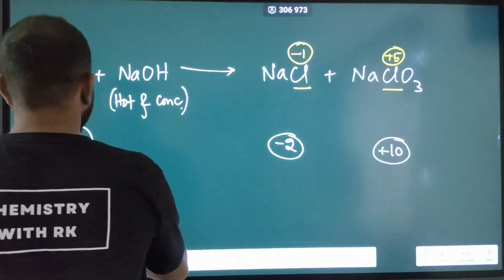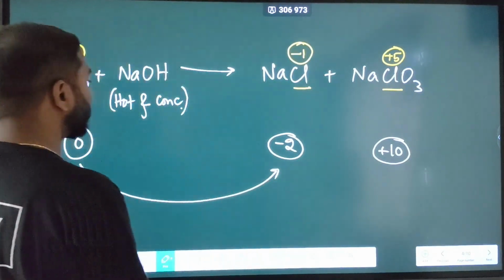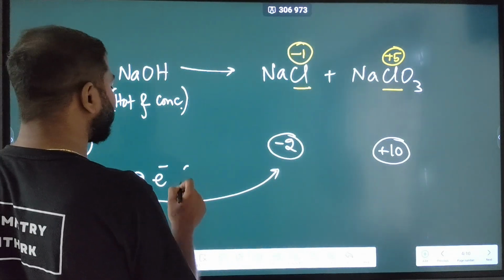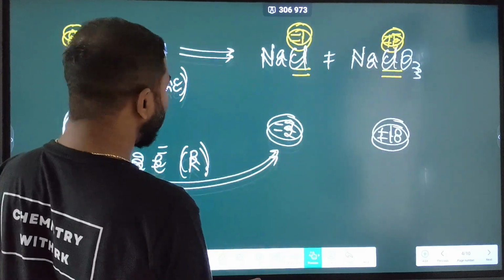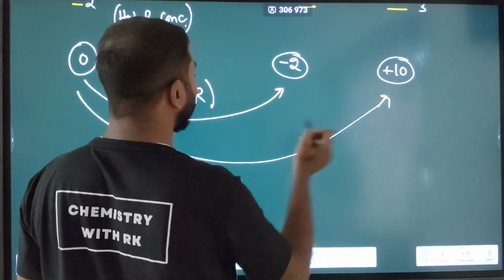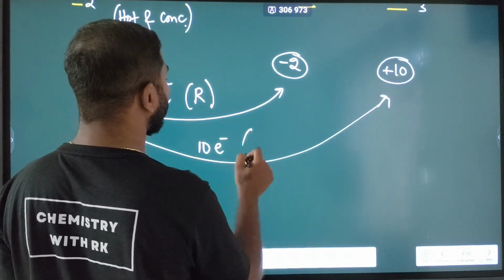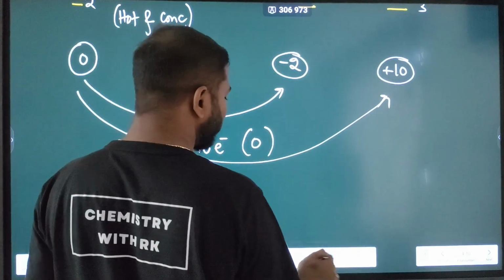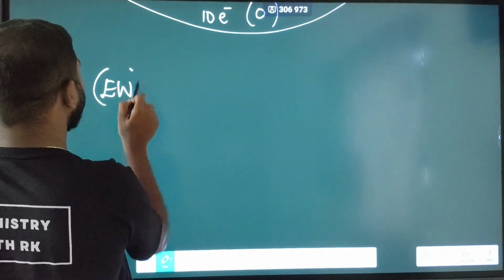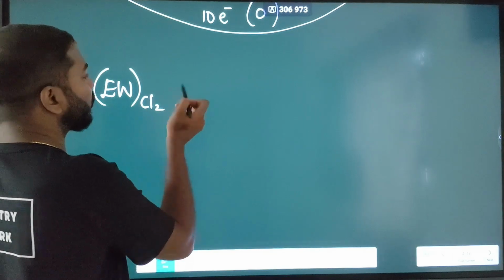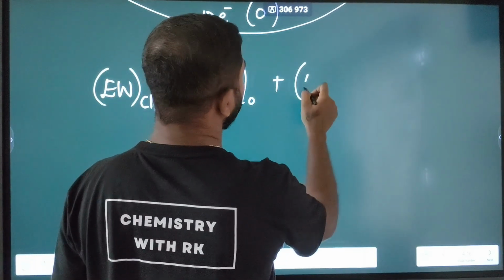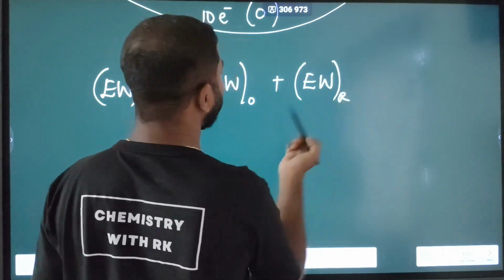Clear? Right. And now how many electrons are involved in this reduction reaction? 0 to -2. 2 electrons are involved in this reduction reaction. And then what about oxidation from 0 to +10? How many electrons are involved? 10 electrons are involved in this oxidation reaction. Simply we can go with the equation, that is the equivalent weight of Cl2, the molecule which undergoes the disproportionation reaction. That is the equivalent weight of the oxidation reaction and the equivalent weight of the reduction reaction.